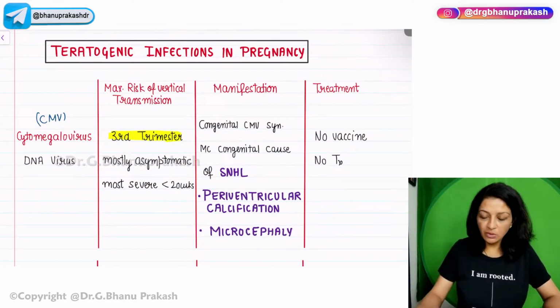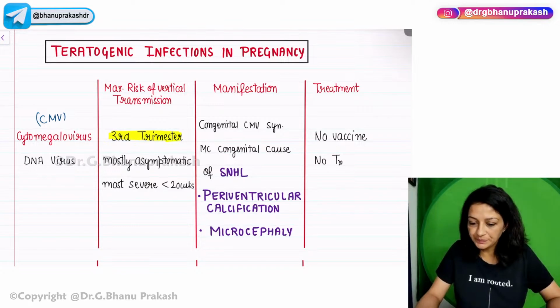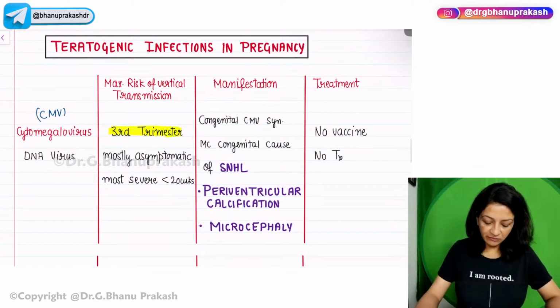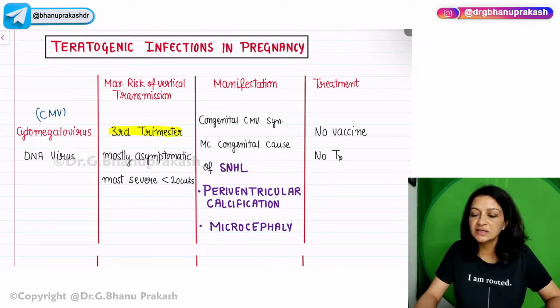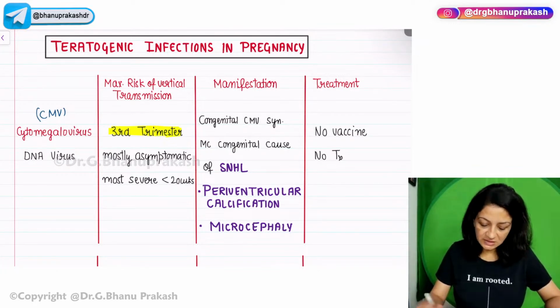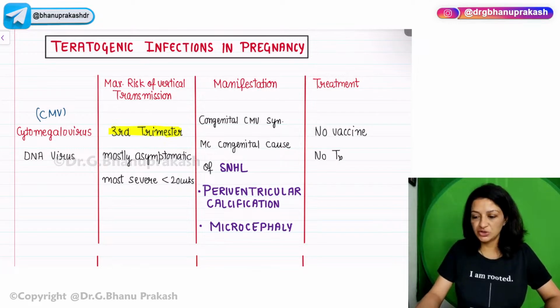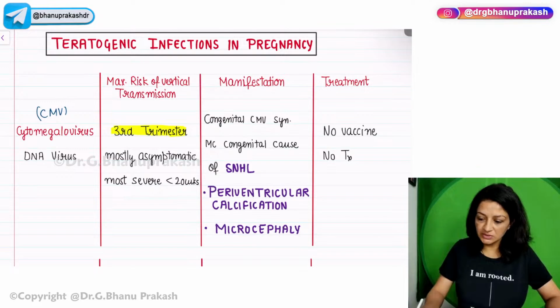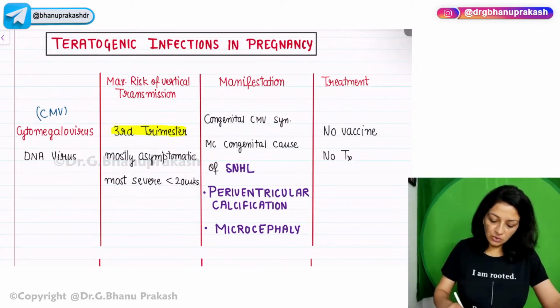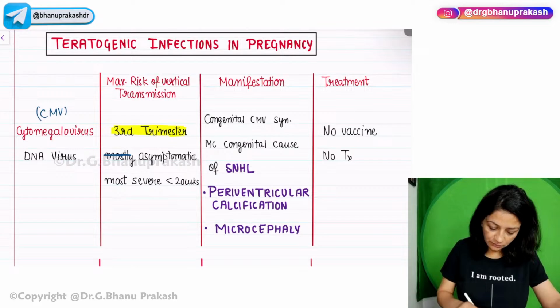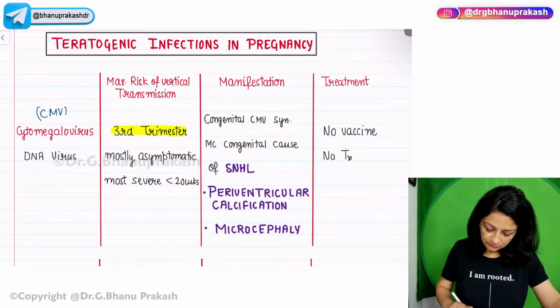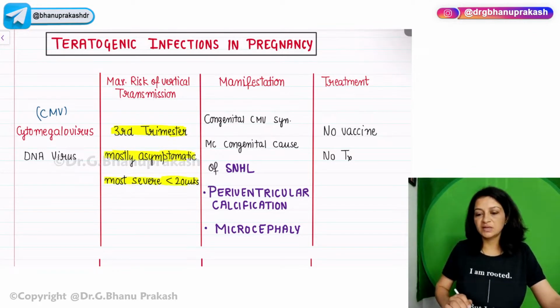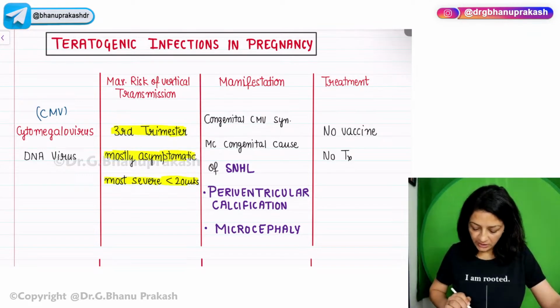So let's start with the topic of teratogenic infections in pregnancy. So first one is CMV, cytomegalovirus, and this virus is a DNA virus. Maximum risk of vertical transmission is in third trimester. Mostly asymptomatic, and most severe before 20 weeks.